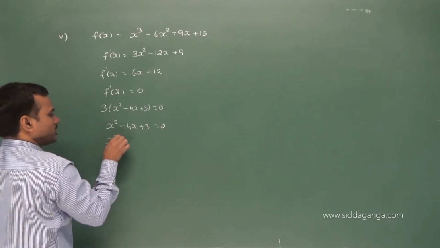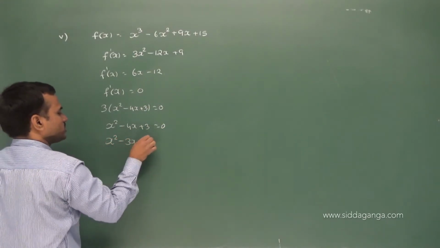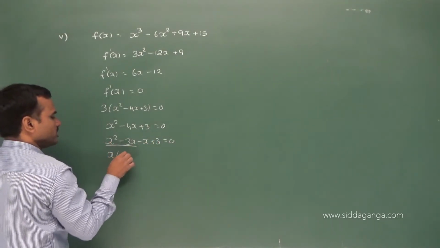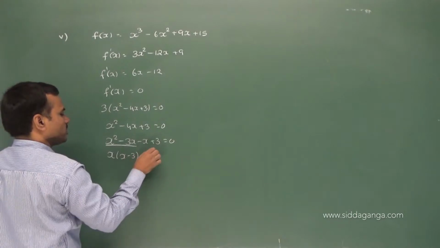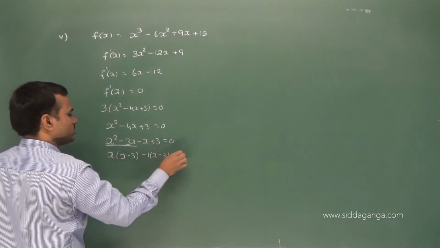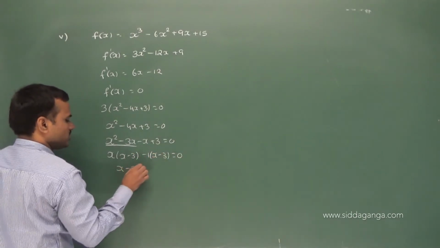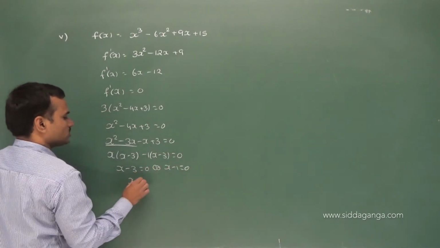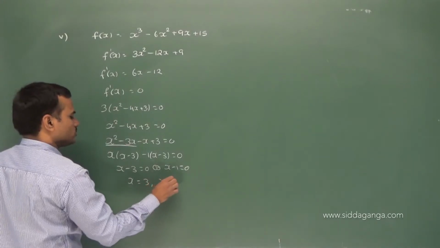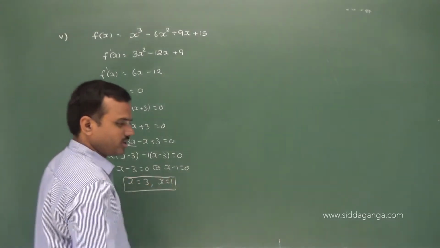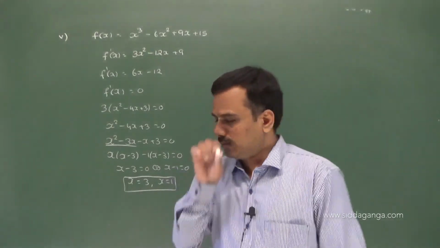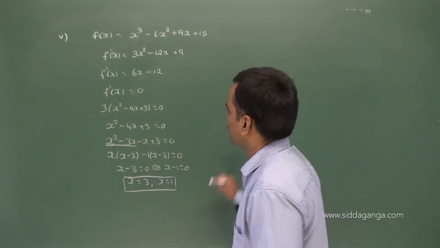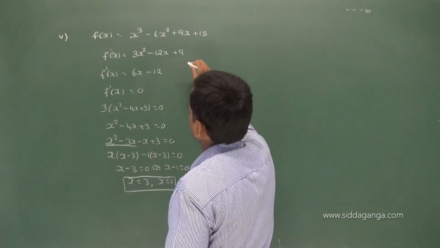What do we do? X square minus 3x minus x plus 3 is equal to 0. In these two terms, I take x common, and in the other two I take minus 1 common. So x minus 3 is equal to 0 or x minus 1 is equal to 0. X is equal to 3, x is equal to 1. These two are the critical points, x is equal to 3 and x is equal to 1.